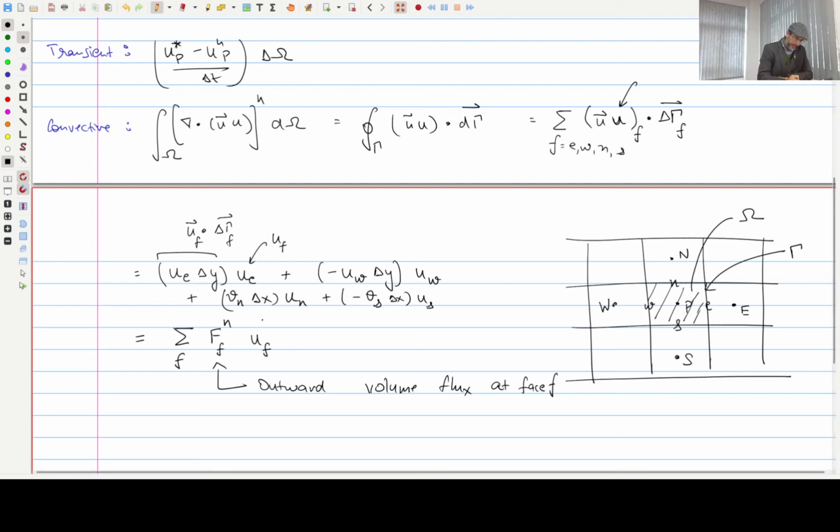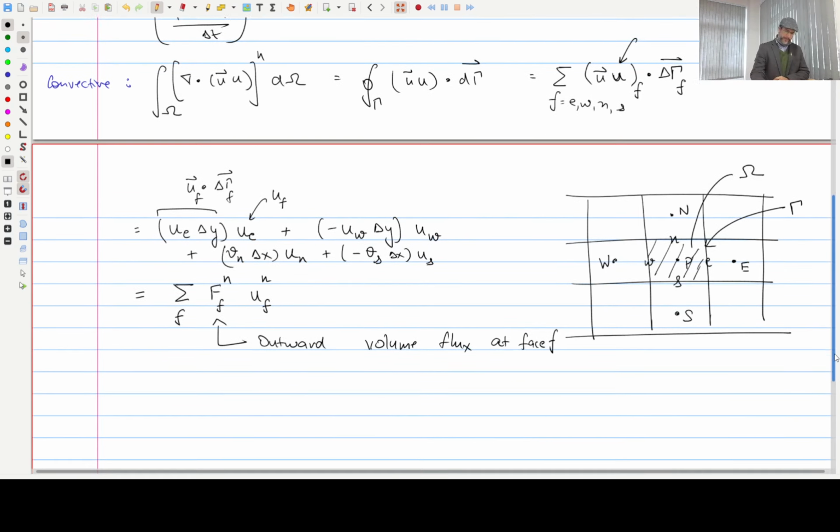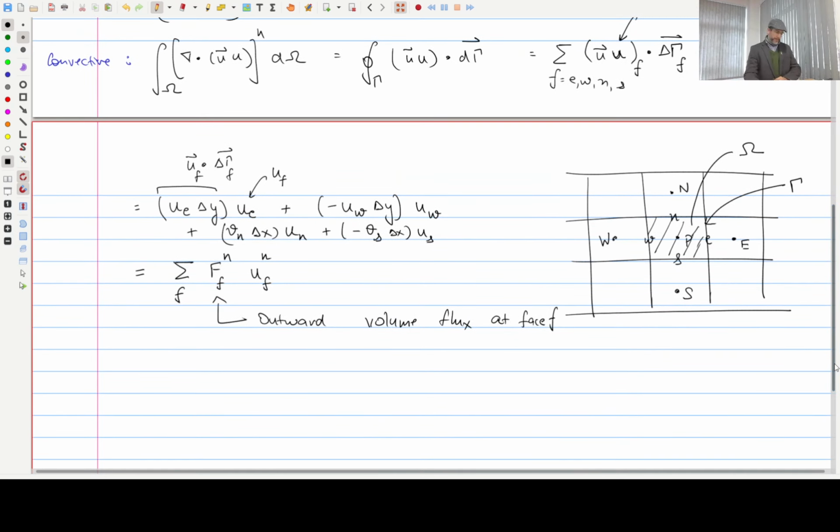And now we'll bring back the superscript n, because we are doing it at the nth time step. If it was implicit, you would have n plus 1 on the top. Okay, outward normal volume flux. So it's u e times delta y, as the bracketed terms are what this flux term is. It's the same as what you have learned in electrodynamics, that flux lines, except that this is volume flux.